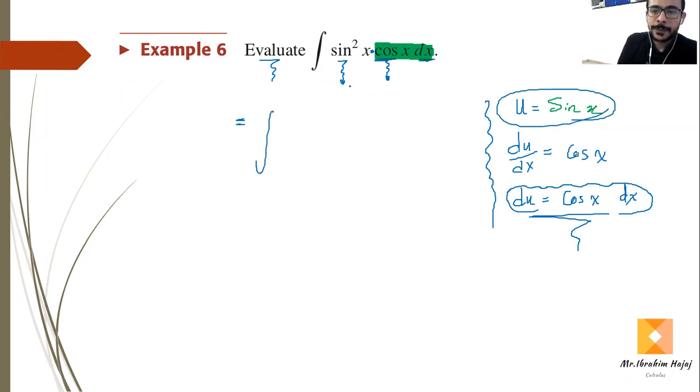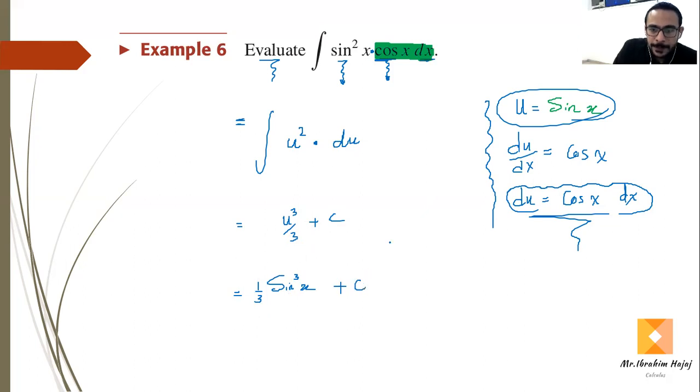So it's the integral of sine squared x, which is u squared, times du. So right away, u to the power 3 over 3 plus c. And replace again the u by its value. The u is sine x, so we go back: sine cubed x over 3, multiplied by a third, plus c. Okay. Thank you, Fares.